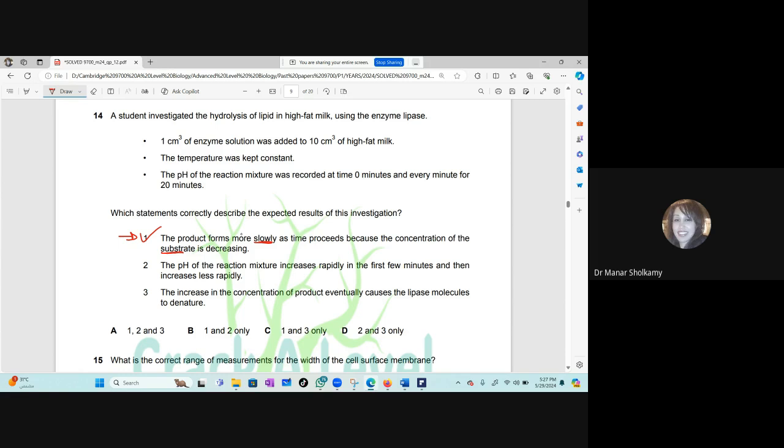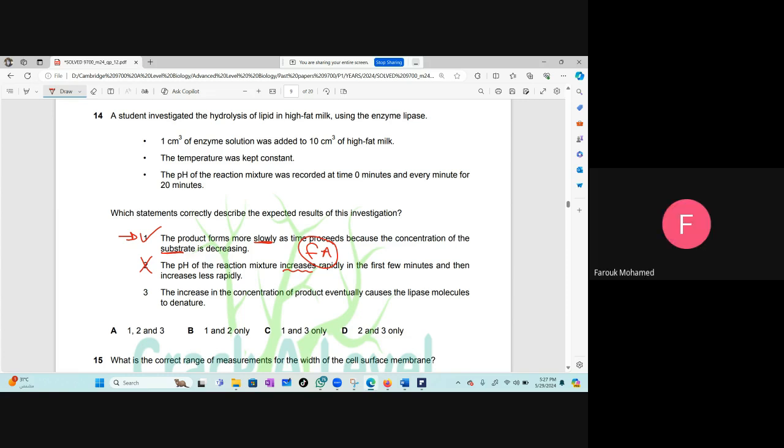2. The pH of the reaction mixture increases rapidly in the first few minutes and then increases less rapidly. Is 2 right or wrong? No. Correct. Well done, Farouk. Because the products are fatty acids and glycerol, and fatty acids will lower the pH, not increase the pH. 3. The increase in the concentration of product eventually causes the lipase molecules to denature. Is this right or wrong?